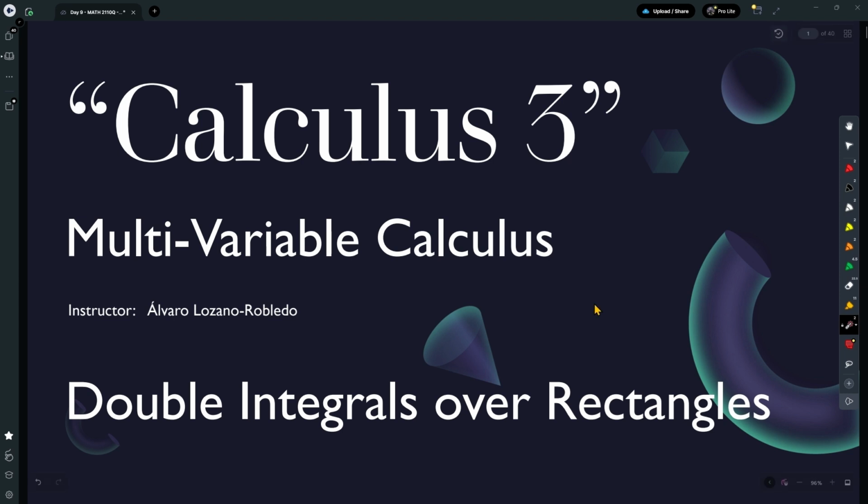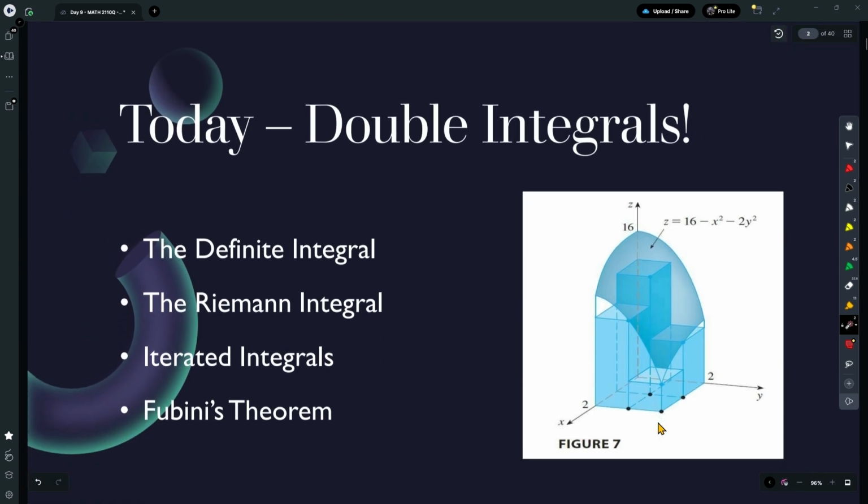So we have seen how to graph functions, we have seen how to study the graphs of functions, the growth of functions using the derivatives, the partial derivatives, we found tangent planes, and now we're going to try to find volumes under the graphs. The first step in doing that is computing double integrals over rectangles, and then later we will see integrals over more complicated regions.